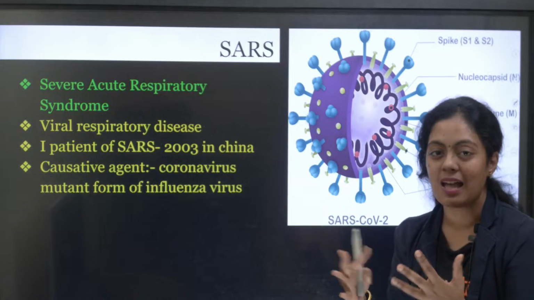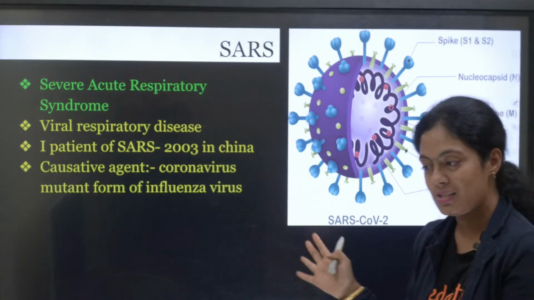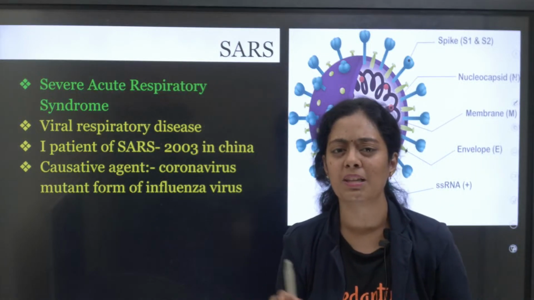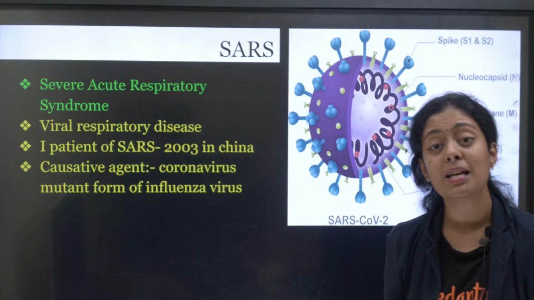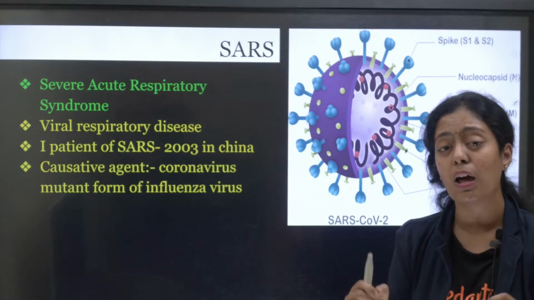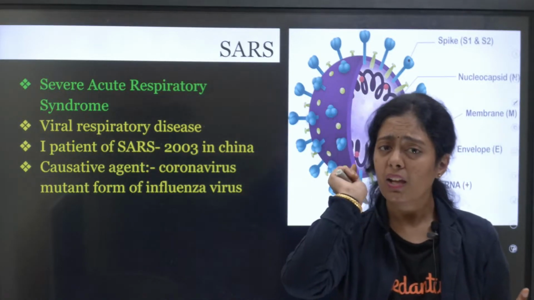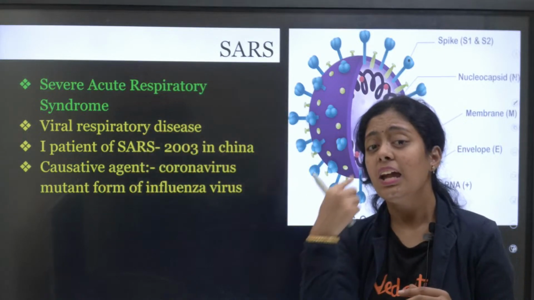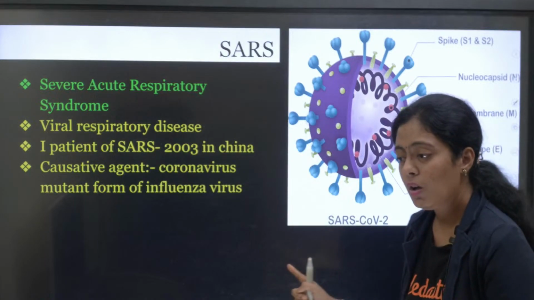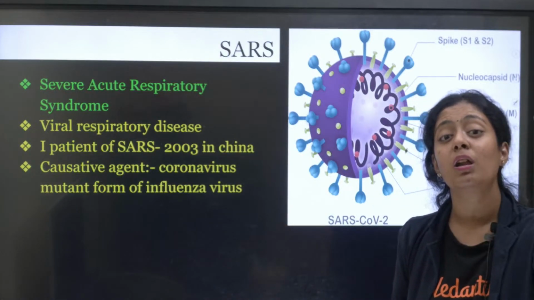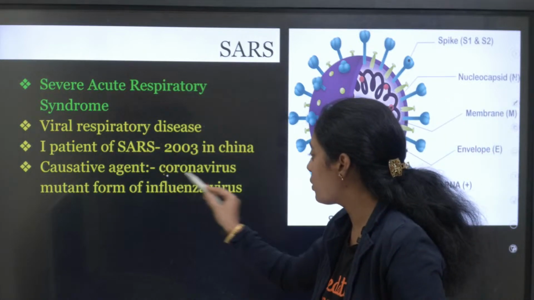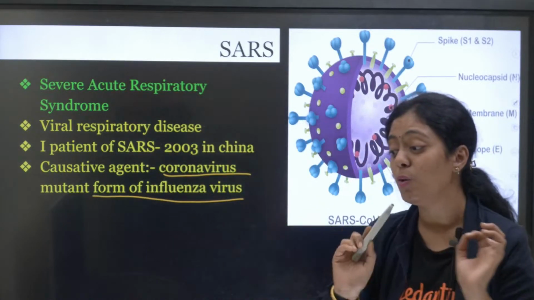The one which actually changed all of our life, SARS. What is this SARS? Severe acute respiratory syndrome. We must definitely talk about this. Whether it is in the syllabus or not, a question based on this can definitely be asked. It's a viral respiratory disease. It's going to affect your lungs. See, there is the common cold virus, rhinovirus, which affects my upper respiratory tract, whereas this SARS-CoV virus will affect your lower respiratory tract. The causative agent is coronavirus. It's a mutant from influenza virus.